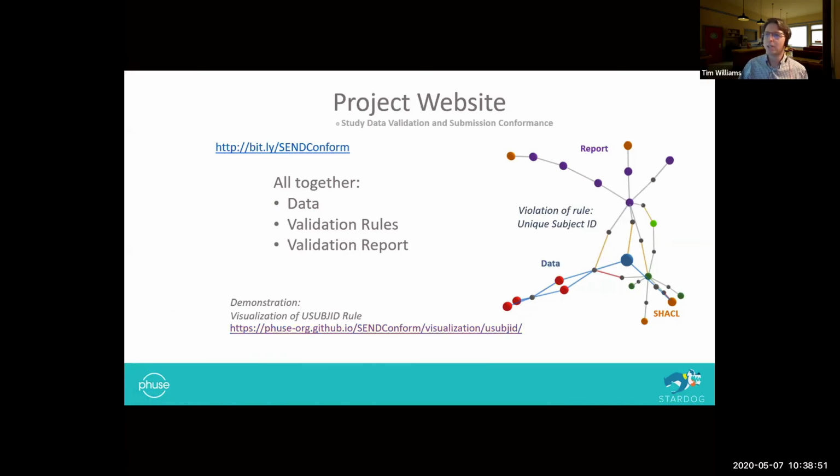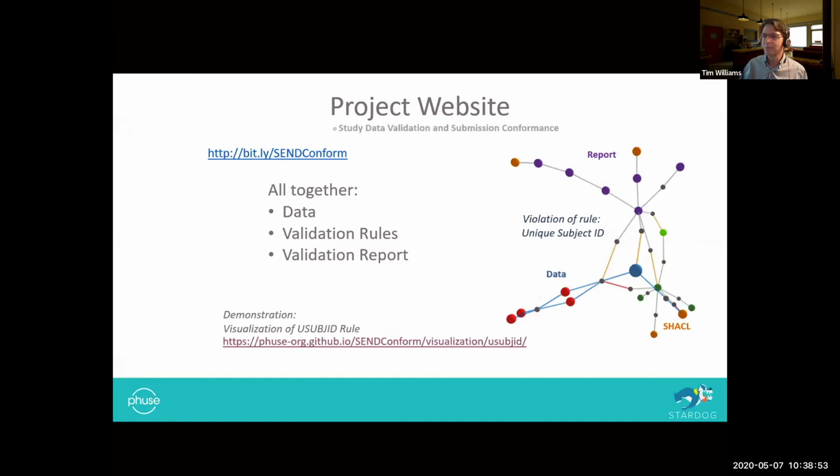So I'm just going to go over to the website here really quickly and show how everything is connected together. In blue, we have the actual instance data. So this is an animal subject that has a unique subject identifier. But there's actually two of them. So this is an error, which is why it's shown in red. The validation rules, or SHACL, are here in green. And this rule states that there should be a minimum of one and maximum of one unique subject identifier per animal subject, which it is attached to.